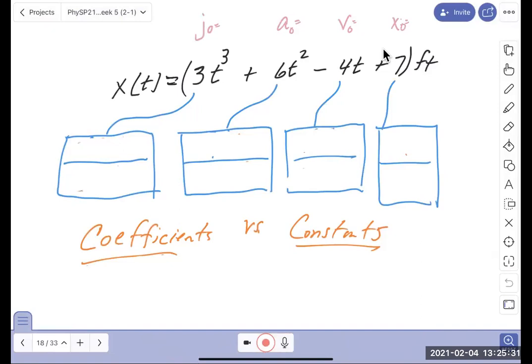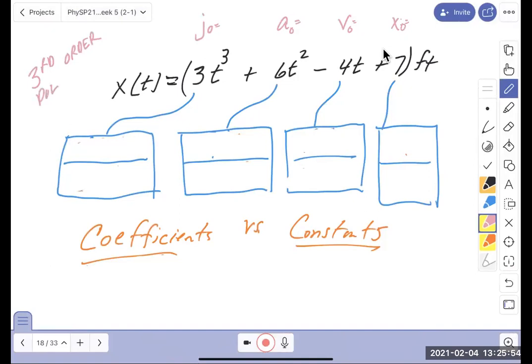Okay, so this is the situation involving jerk, right? It's a third order. The fancy way of saying this is that it's a third order polynomial, meaning that the highest power is 3. So a third order polynomial.